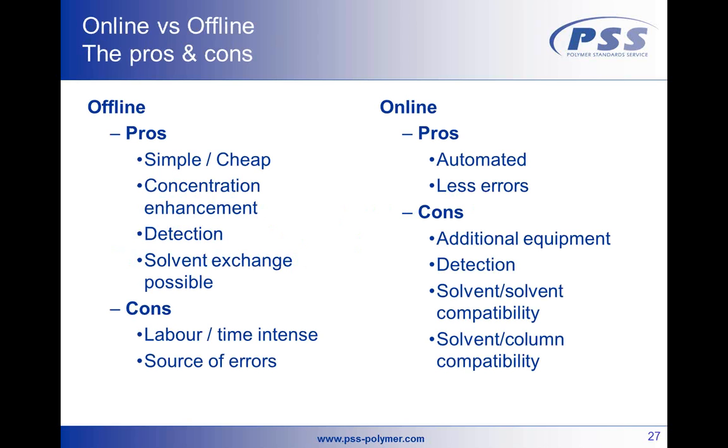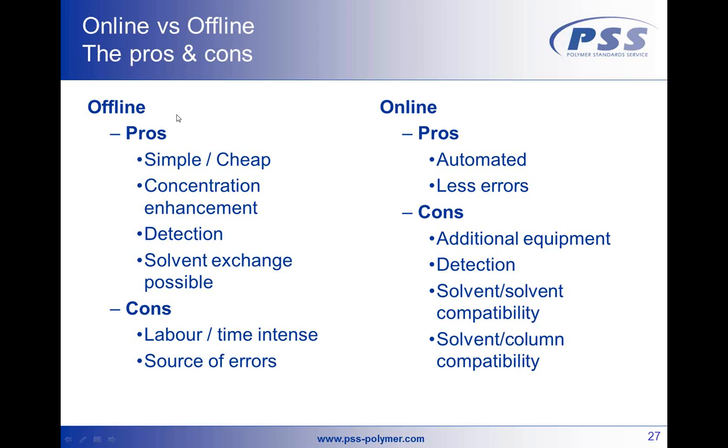What is the benefit of offline and online? Online is quite clear. If we use this automated system where you have an automated transfer of the effluent from the first into the second dimension, it's automated, you can run it unattended, you don't have to worry about mixing up samples or confusing samples, so it is certainly less prone to errors. The cons: it requires additional equipment. You have this question with detection, you have only tiny concentrations, so you have to use suitable detection. The solvents of the first and second dimension have to be compatible, and of course the solvent of the first dimension has to be compatible with the second dimension column.